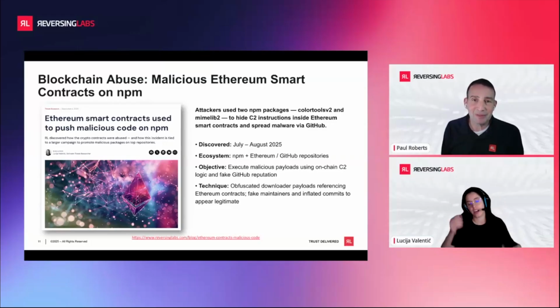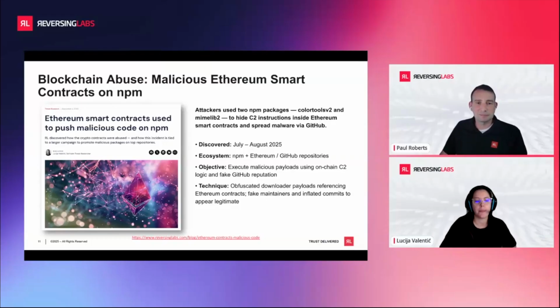So basically, Karlo actually discovered this. He found a package, Color Tools v2, which is a very small package. Nothing was very special about it at first glance. It had only a few files that were obfuscated and very easily deobfuscated. But what's interesting about the package was that it would contact smart contracts. In the smart contract, there was a C2 IP address, which the package used to fetch the second stage download.